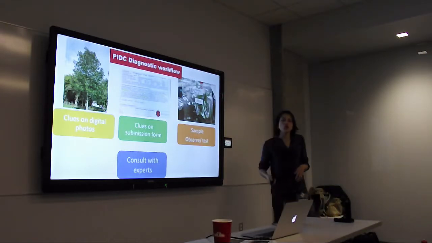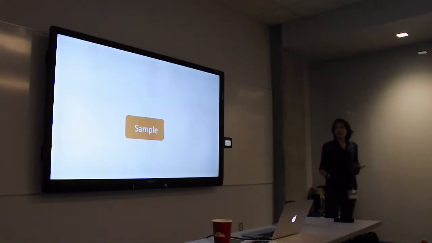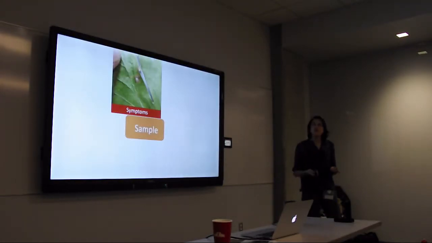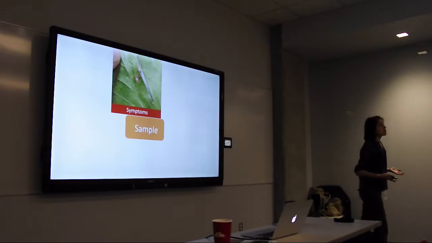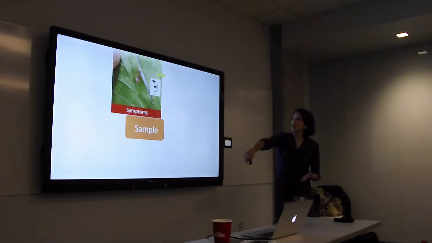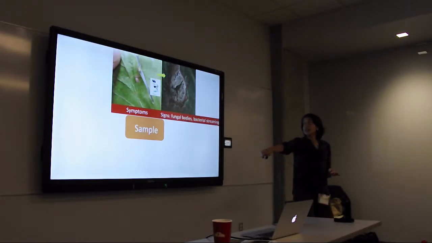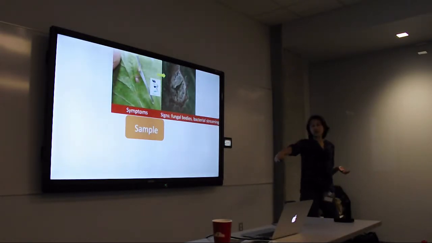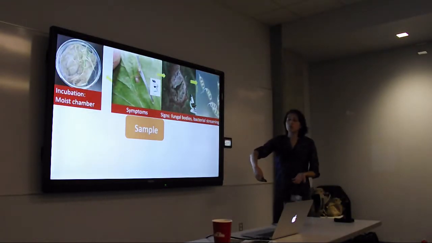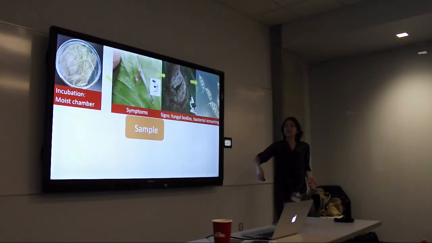So quickly, when we get a sample in there, the first thing that we do is we look at it a lot. We will look at the symptoms. From there, we describe what it is that we're seeing, what plant tissues are involved, and then we will use our magnification to look for signs of the pathogen, evidence either of fungal bodies, bacterial streaming, etc. And sometimes if they're not there, then we'll do an incubation, a moist chamber, to allow the pathogens to show themselves, developing on that tissue.